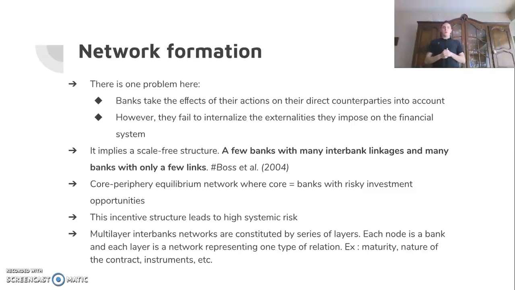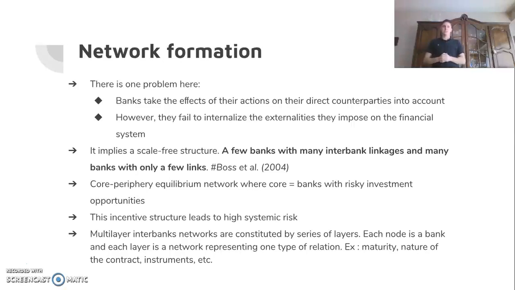The network we are describing here leads to a core-periphery equilibrium network, where the core of the structure is the banks with the risky investment. A core-periphery equilibrium network appears when the banks in the system are partitioned into two sets based on their bilateral relation with each other, which is what we've just described. This structure is founded on intermediation, with the core banks being special intermediaries that play a central role in holding together the interbank market. So we are clearly in this type of equilibrium here.